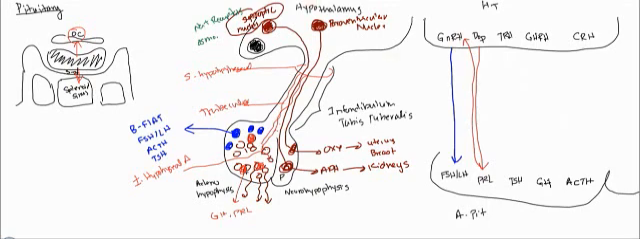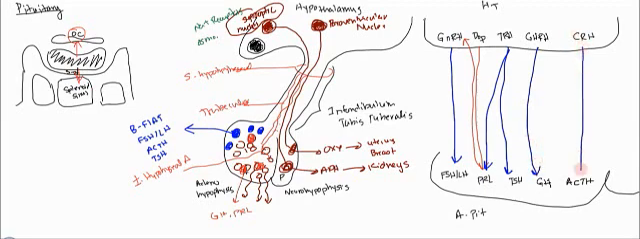Now, thyrotropin releasing hormone activates TSH, but it also activates prolactin. Okay, and growth hormone releasing hormone is going to activate growth hormone, and corticotropin releasing hormone is going to activate ACTH. But at the same time, it activates melanocytes and it activates beta endorphins. So key thing there.